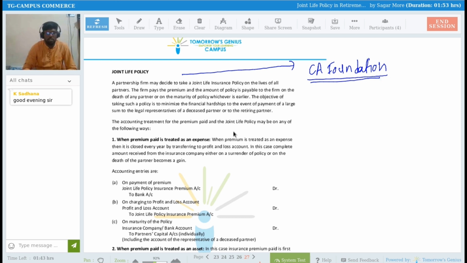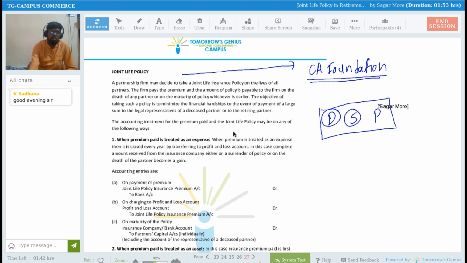So what is a joint life policy basically? For example, Dhanushri, Sadhana and Parth-Sarthi are three partners and they are running this partnership firm for the last 5 years, right? And they decided to have a life policy. Everyone knows what a life policy is, right? Life insurance policy. Individually, one can have a policy on one's own life. But in case of a partnership firm, you can have a joint life policy, which means you can have a policy on all three persons who are the partners jointly.